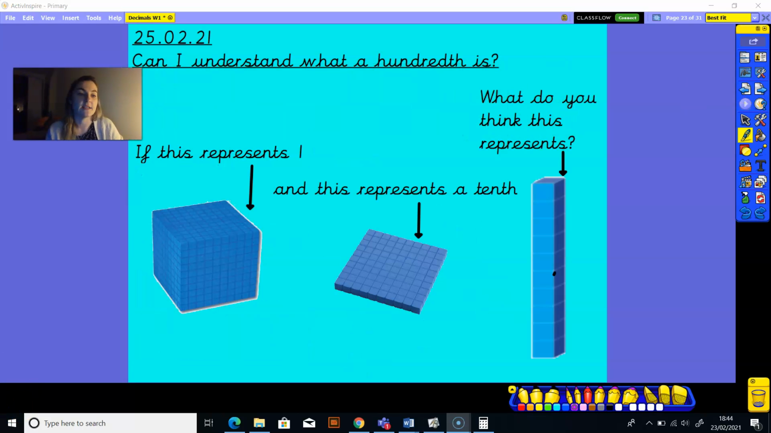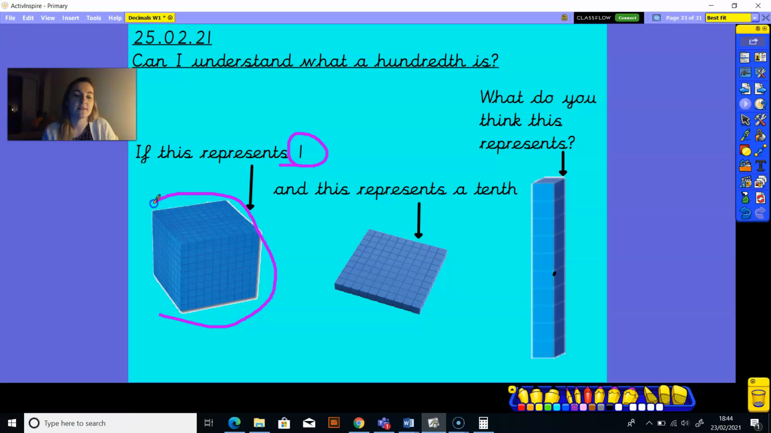Okay, so our can I for today is, can I understand what a hundredth is? Okay, so we're going to be looking at even smaller units. So this cube here represents 1, our whole, and this represents a tenth of our whole. So this represents 1 slice. There we go, so we've got 1 slice of our whole there. And this represents 1/10. So I'm just going to write that as a fraction and also a decimal.